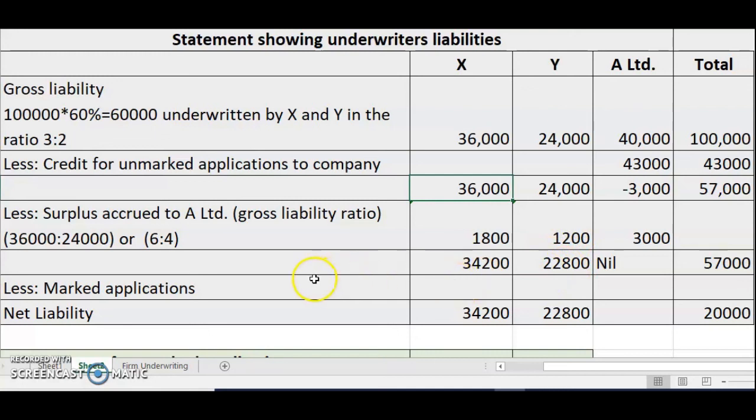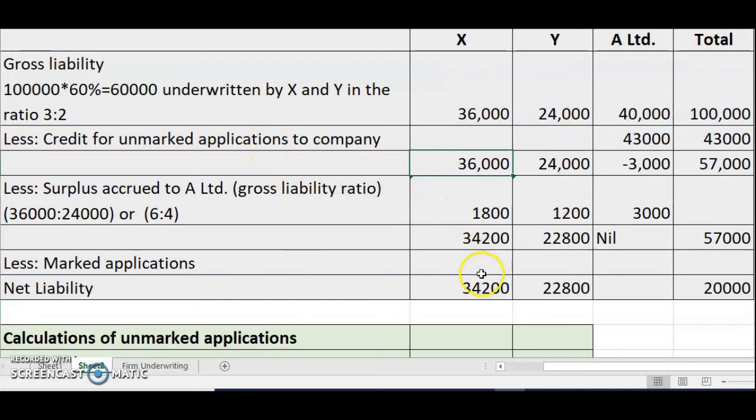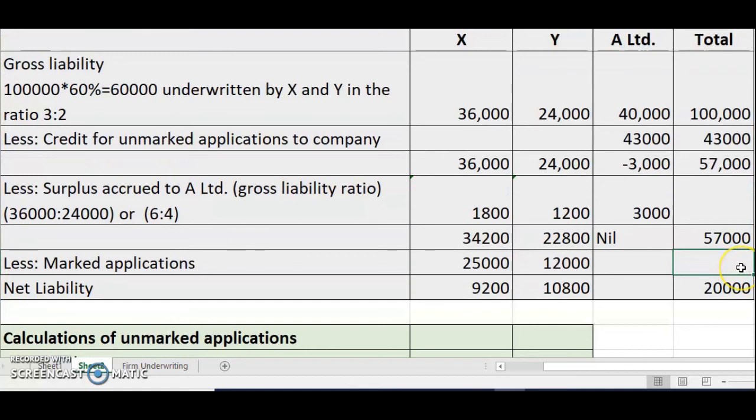Now the underwriters will get the benefit of marked applications. So marked applications are 25,000 and 12,000. You have to write them in the underwriters' column, 25,000 and 12,000. You have a balance of 9,200 and 10,800, and in the company's column you do not have anything, it is 0. This total is 25,000 plus 12,000, which is 37,000, and the balance total is 20,000.